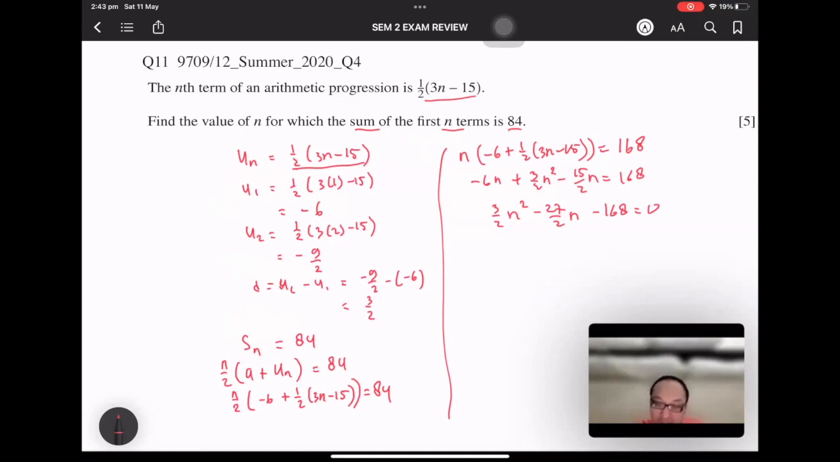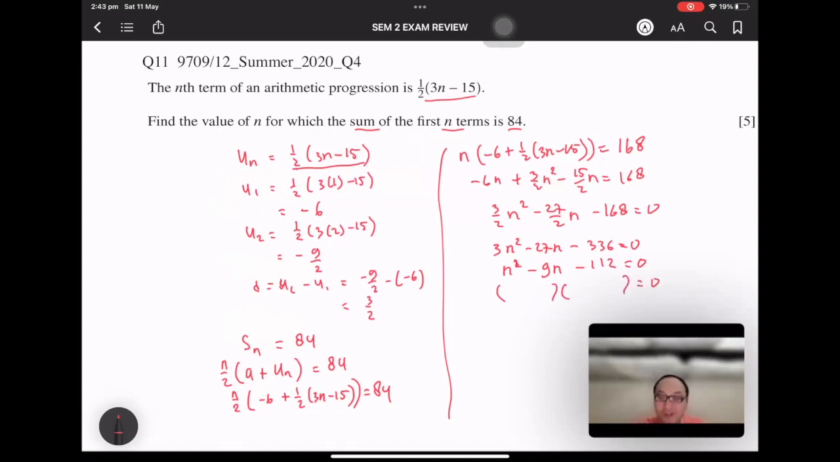So it seems like I can divide by 3 and multiply by 2 here. So I multiply by 2 first: 3n squared minus 27n minus 168 times 2 is 336 equals 0, and then divide by 3. n squared minus 9n minus 112 equals 0. Now we can factorize.